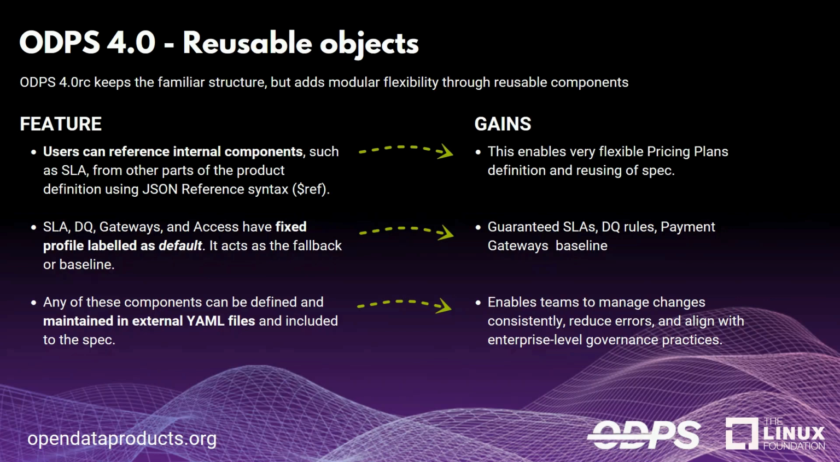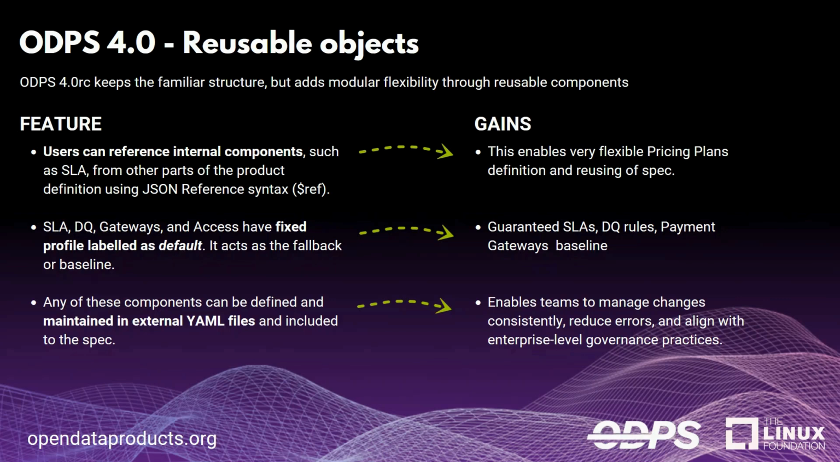Then there is this concept of a fixed profile inside the SLA, data quality, payment gateways, and data access. So there is a fixed profile called default. It acts as a fallback or a baseline. So if you are going to use the SLA object in the ODPS or the data quality object, then you must have this initial profile of default. It guarantees that there is some kind of definition, and it's always under the same element.